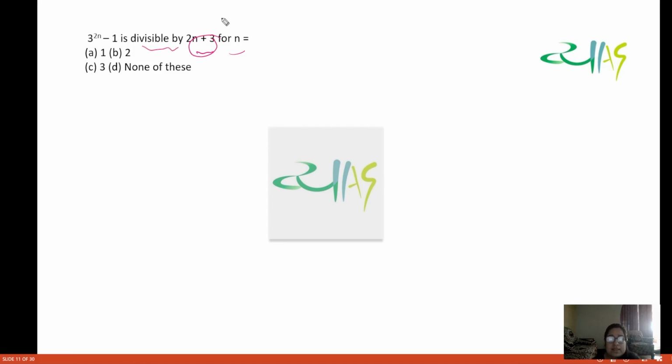There is one approach in which you put n equal to 1, and 3 minus 1 divided by 2 plus 3. So what are you getting here? You are getting 2 by 5, not divisible. This is the approach in which you put the options, because if these options satisfy this, then it is okay, otherwise none of these. So put n equal to 2.